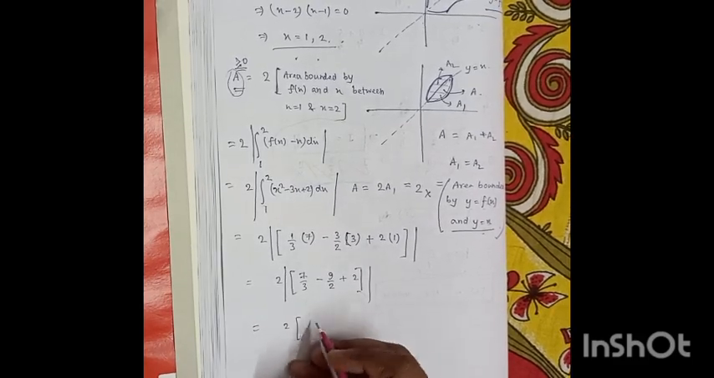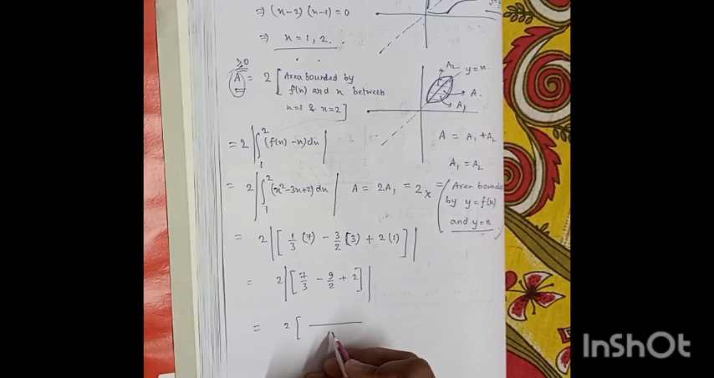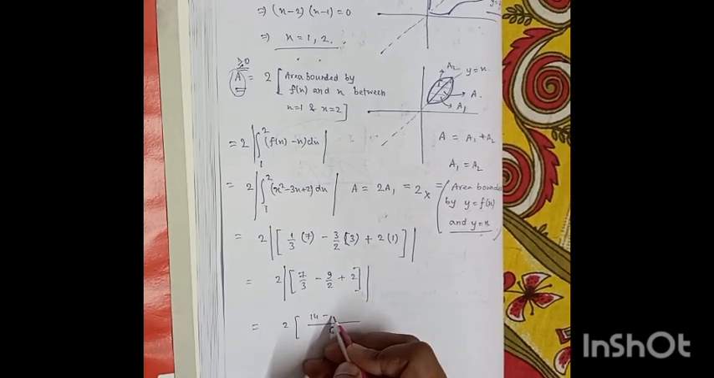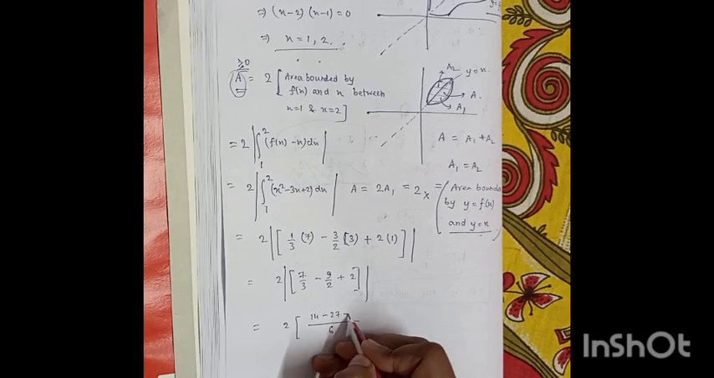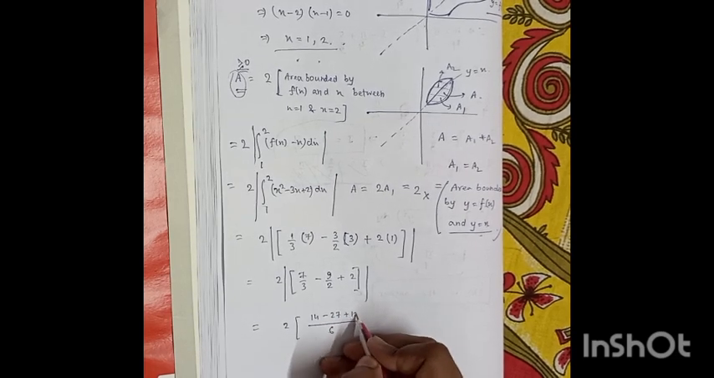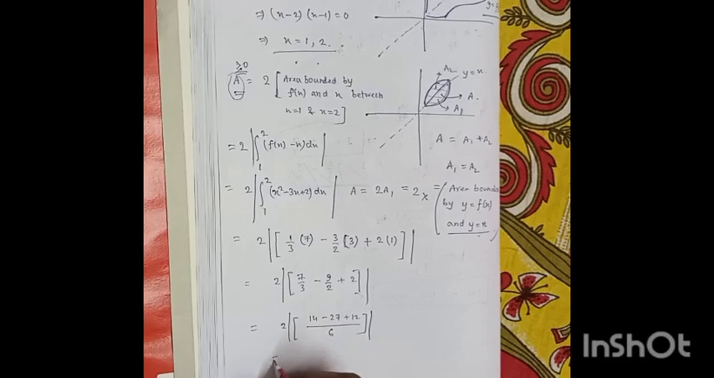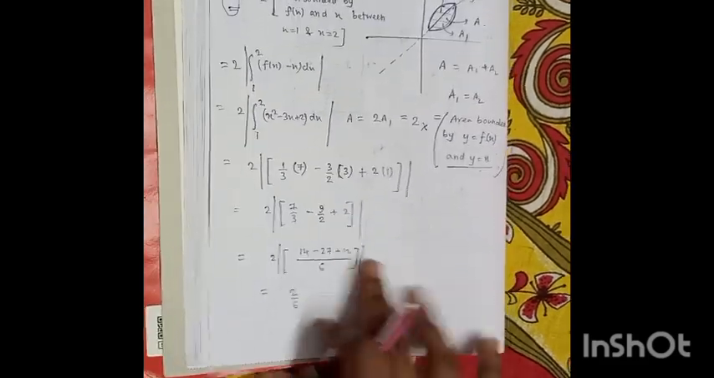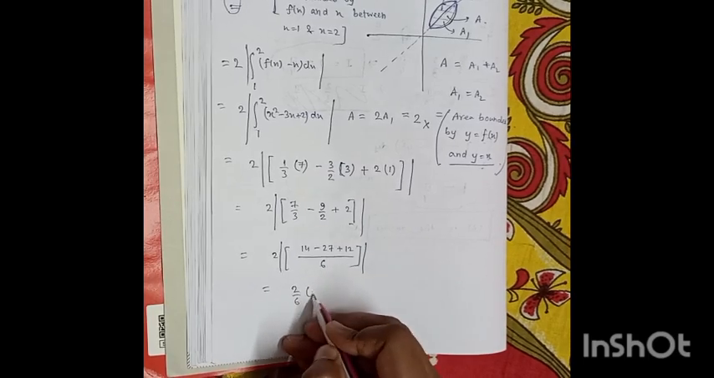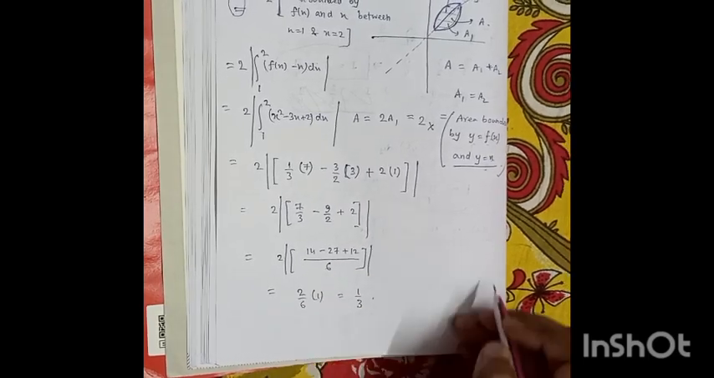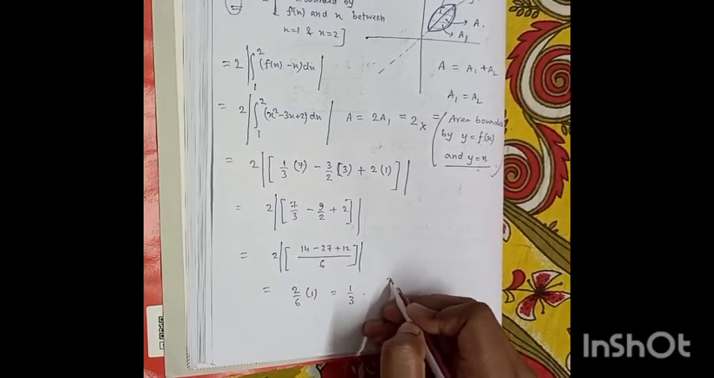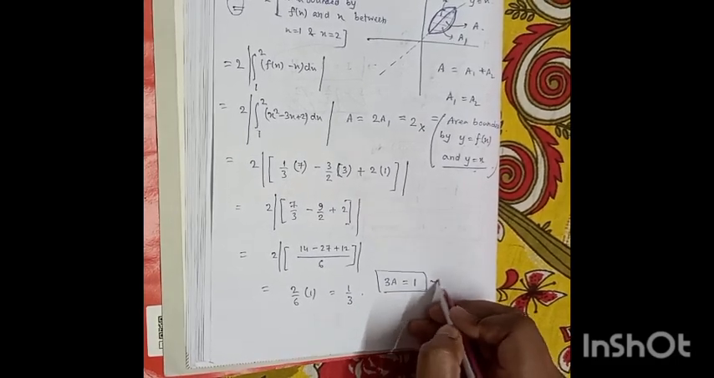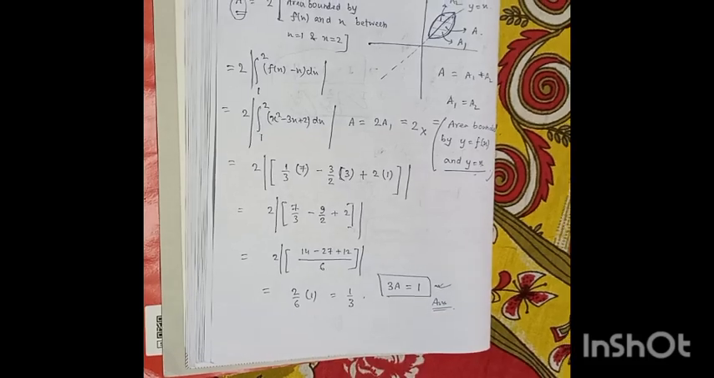2 times, so if we calculate the LCM here, it is basically 2 by 6 into, this is minus 1, but if we take the modulus sign it becomes plus 1, so 1 over 3. So in the question we are asked the value of 3A, so 3A is basically equal to 1, so this is our answer.